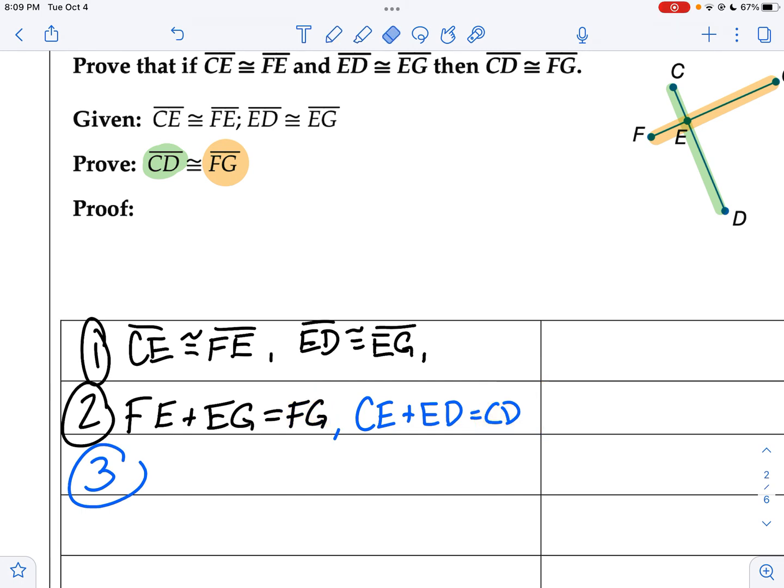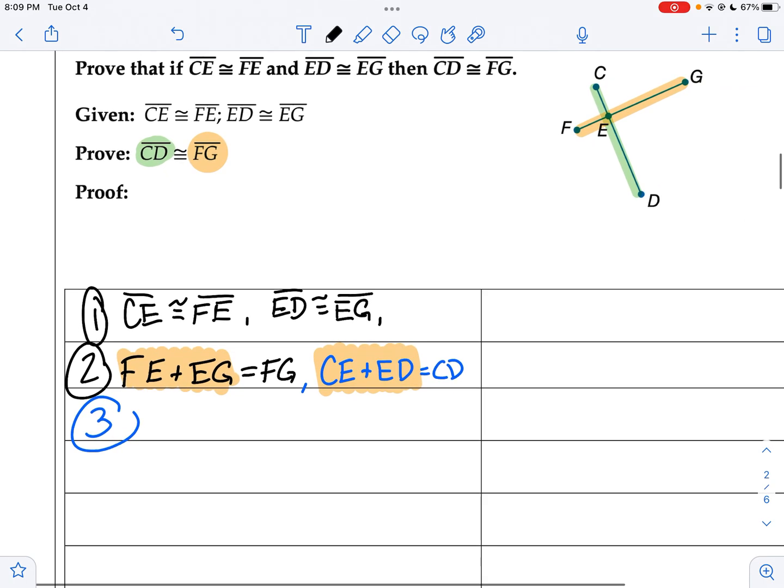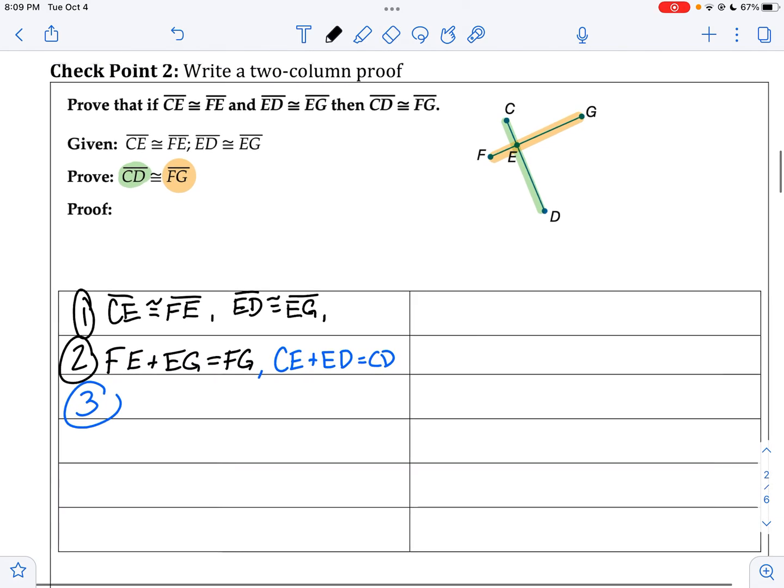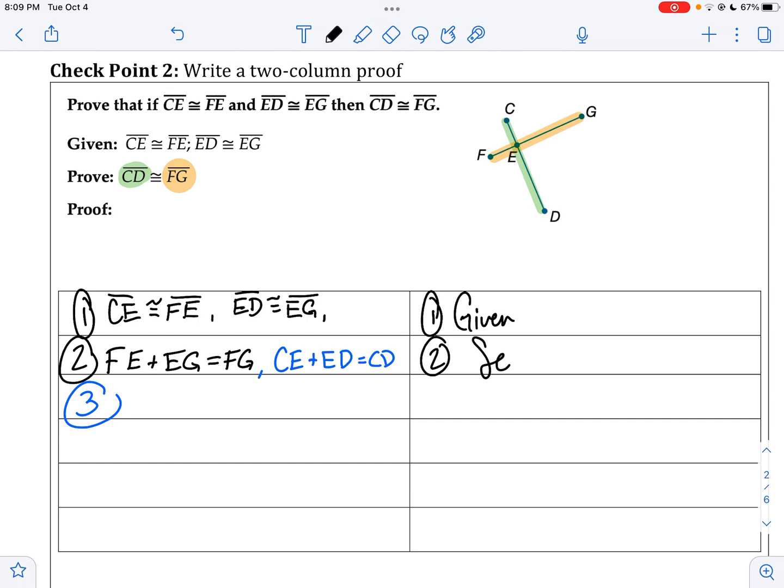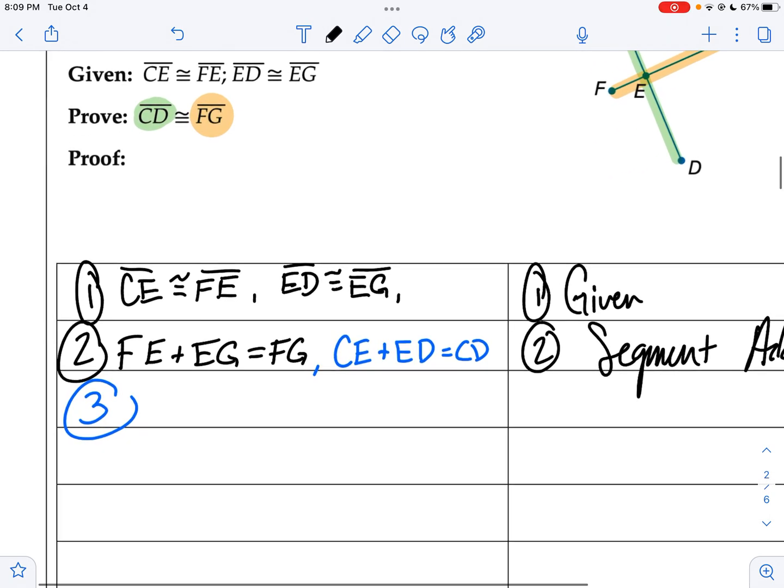I want these two expressions to be the same exact thing. I want to somehow change one to look exactly like the other. And it doesn't matter which one you change. You can pick either one. So first I started with my givens. Then I did my segment addition postulate. And now I'm going to look back at those givens and I'm going to substitute whatever I can. Let me see if I can change this second equation to make it look exactly like the first.